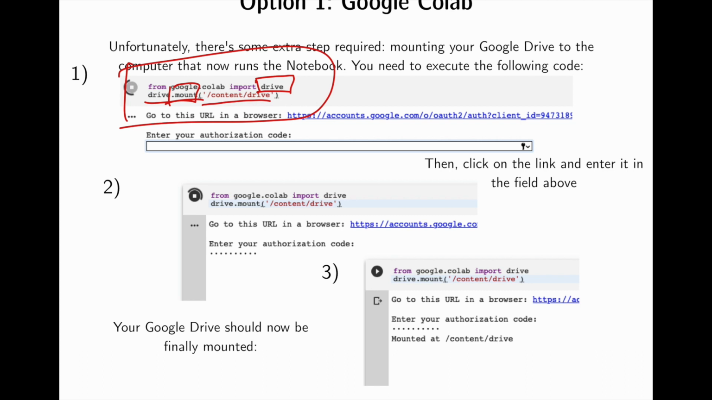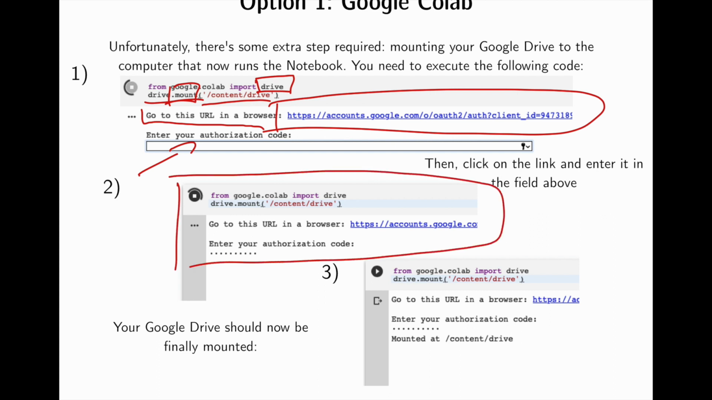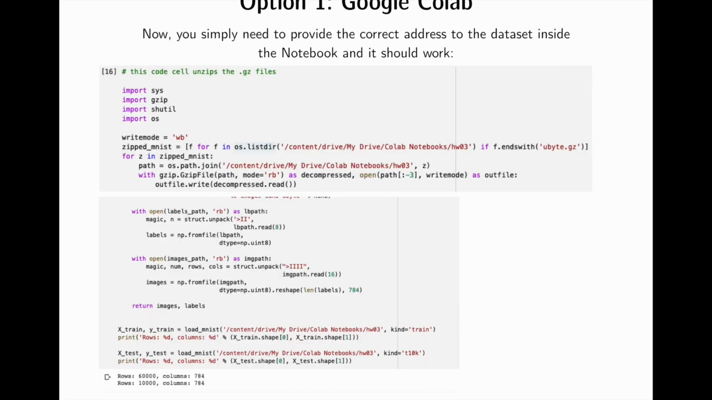If you execute this, you will get a prompt that asks you to go to this website here, and then it asks you to enter an authorization code. On this website, there will be an authorization code that you copy and put here. Once you've done that, it will take a few seconds, and you should see something like mounted at content drive. Then your Google Drive will be mounted. And once you've mounted that, everything should work fine.